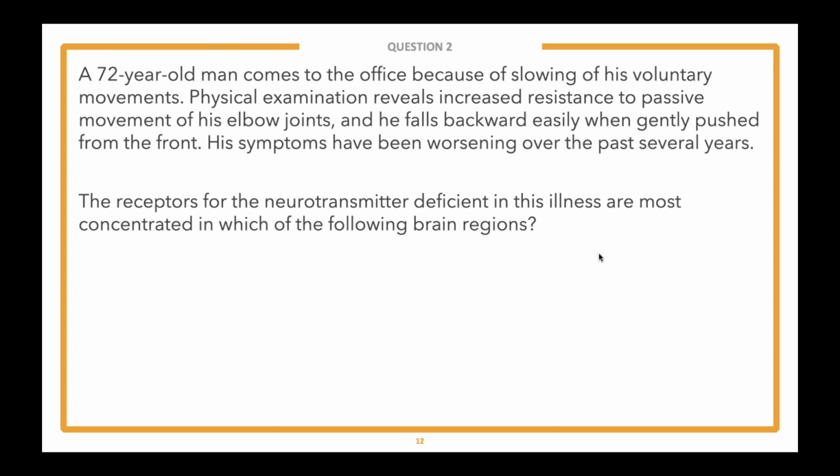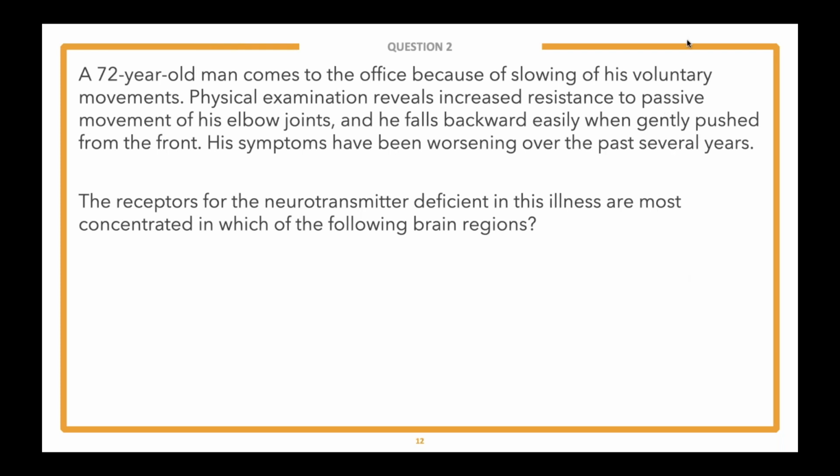So again, the receptors for the neurotransmitter deficient in this illness are most concentrated in which of the following brain regions? And Sean, I'll toss it back over to you as we ask everyone how many steps you think this question is. Exactly. Thank you, Jeff. Please let us know, how many steps do you think this question will require? Is it a 1-step question? Is it a 2-step question? Is it a 3-step question? We'll give you guys a second to give us your responses here. Some people are saying 2 steps, some people are saying 3 steps.